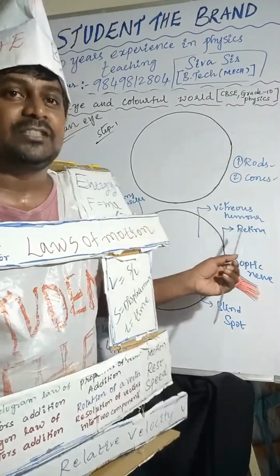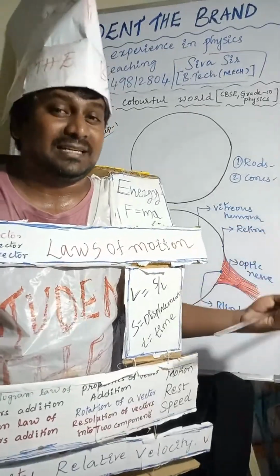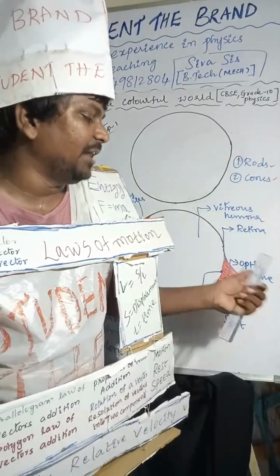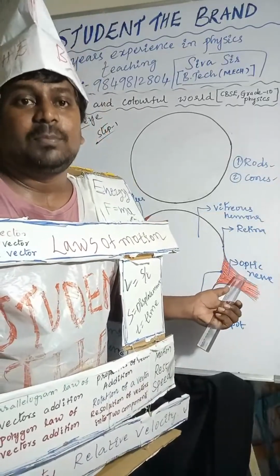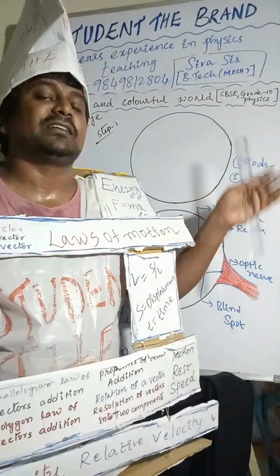Whatever image is forming at the retina, that image will be converted into electrical signals that will pass to the brain through the optic nerve. Optic nerve is the nerve that sends the electrical signal to the brain.